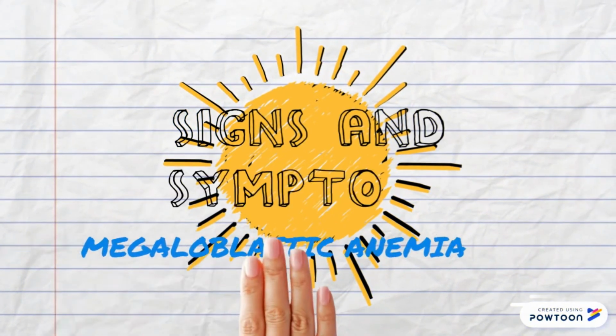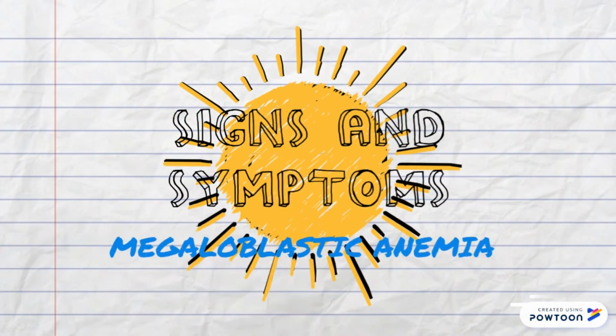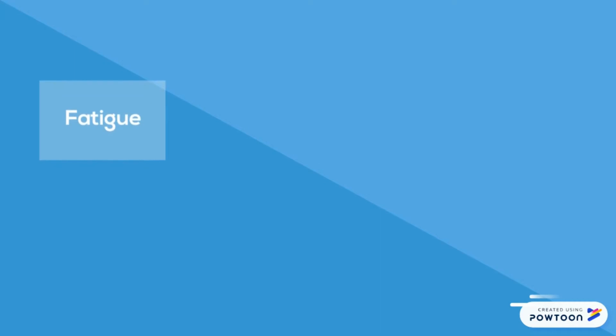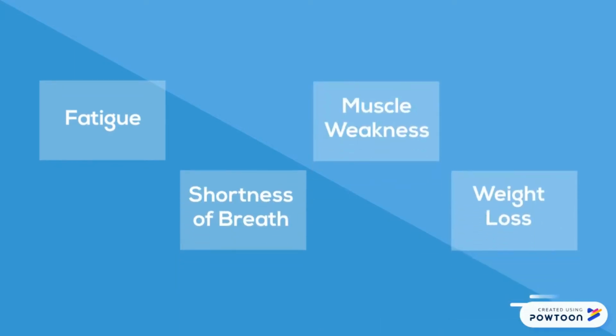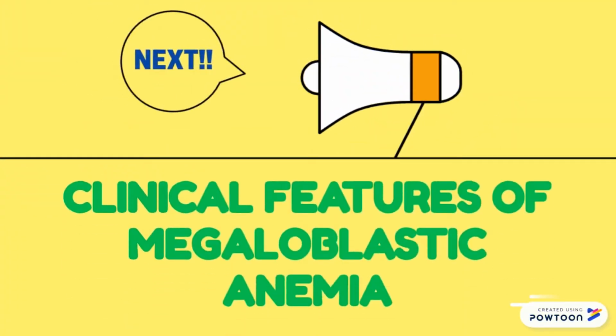What are the signs and symptoms of megaloblastic anemia? The person will experience fatigue, shortness of breath, muscle weakness, and weight loss. So now, we proceed with clinical features of megaloblastic anemia.